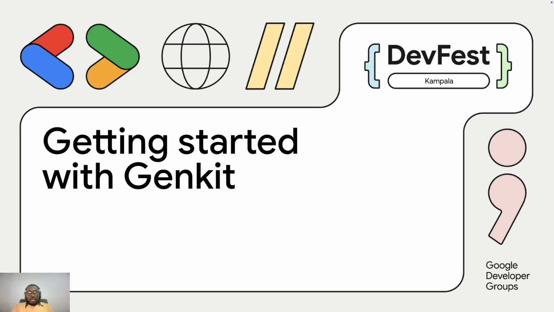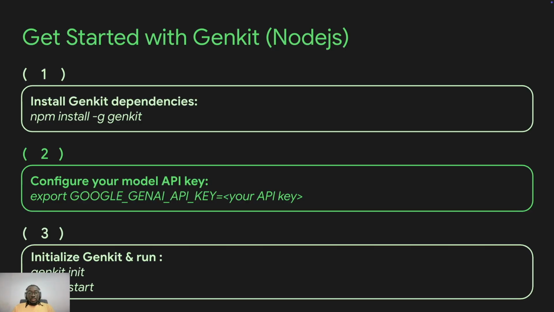So how do you get started? Getting started with Genkit is pretty straightforward, or not so straightforward, I would say. Currently, Genkit supports two languages, TypeScript and JavaScript, with Node.js, and also the Go language. So we'll be looking at Node.js, since it uses TypeScript, which looks very close to the Dart language, right?